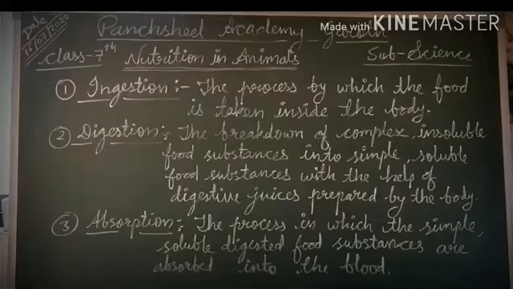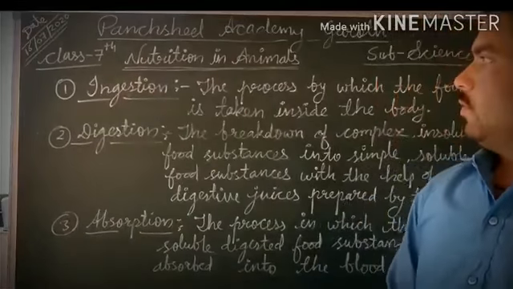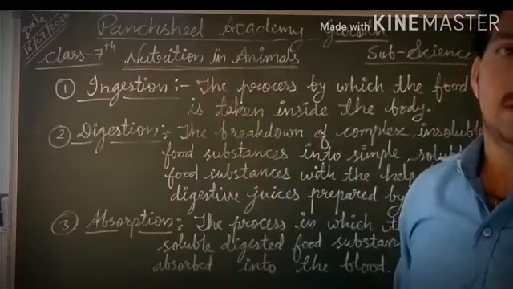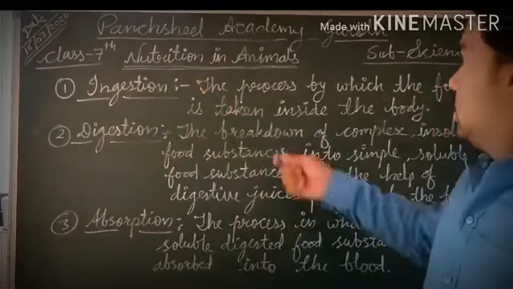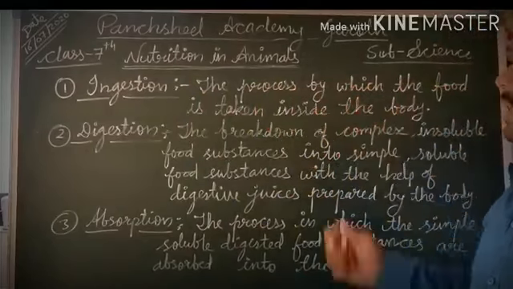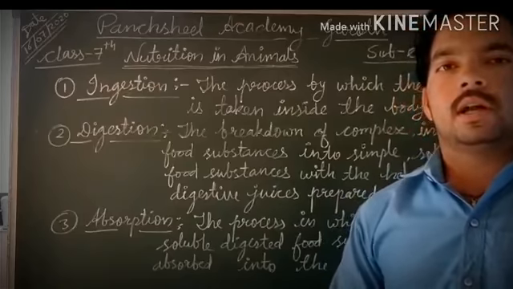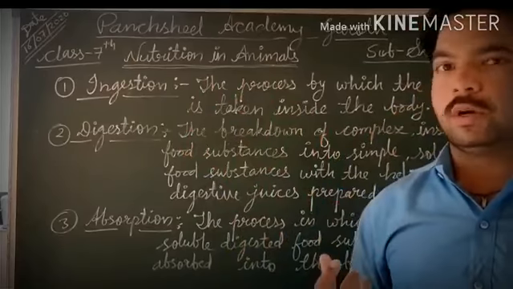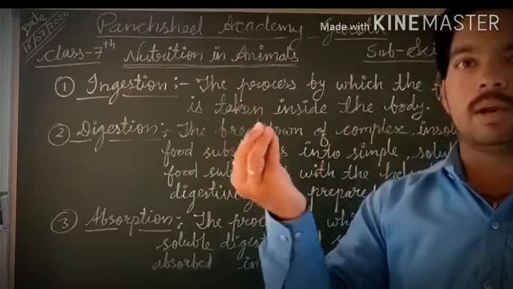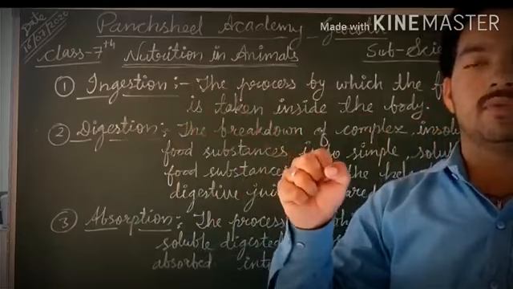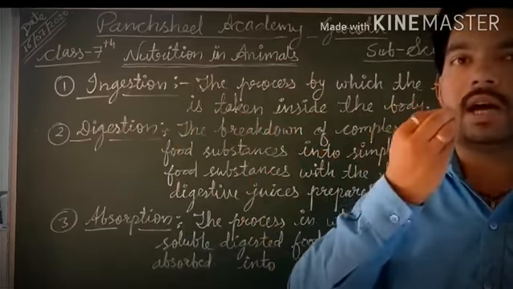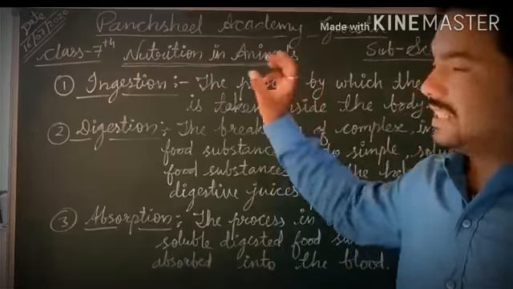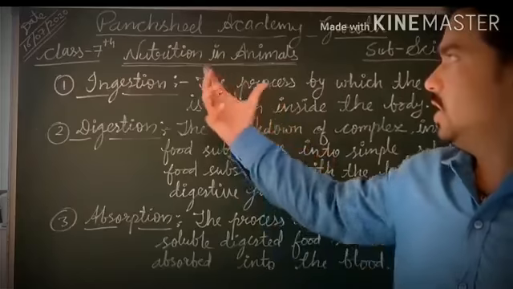So my dear students, in detail we are going to describe the 5 main steps here. First is ingestion. Ingestion means the process by which the food is taken inside the body. All living organisms need food, and ingestion is the process in animals of taking food. As we humans, daily we take food with the help of hands and mouth. We pick the food with our hands, and we take food with the help of the mouth. This is the buccal cavity. So the process of taking food inside the body is ingestion.